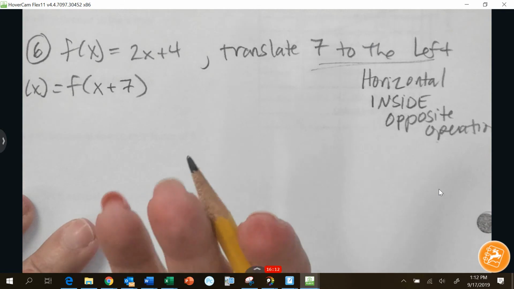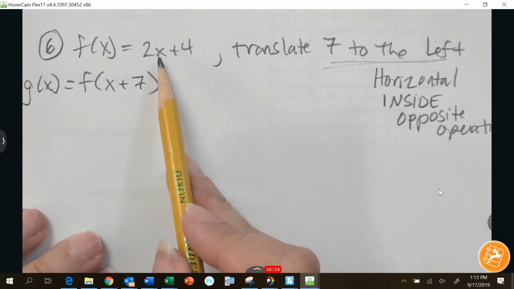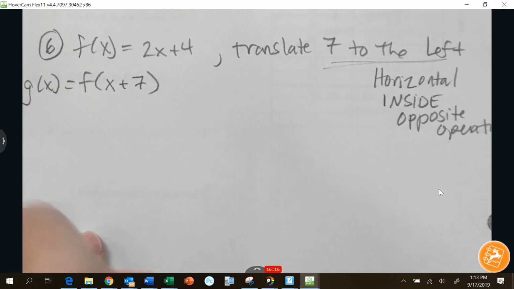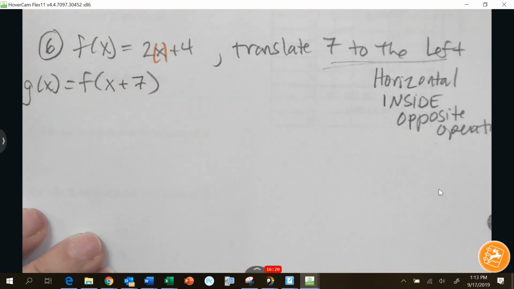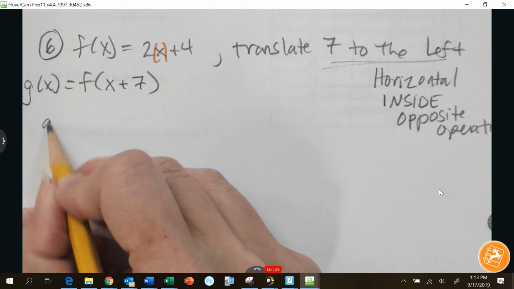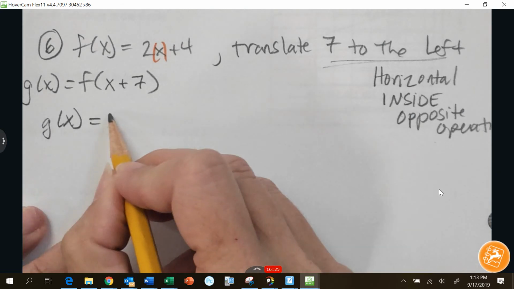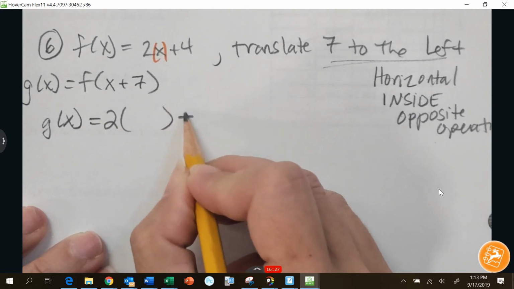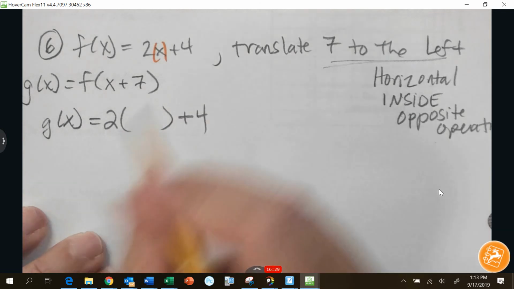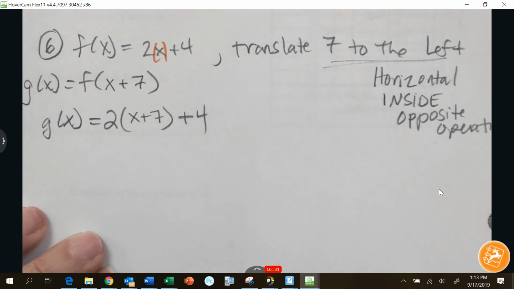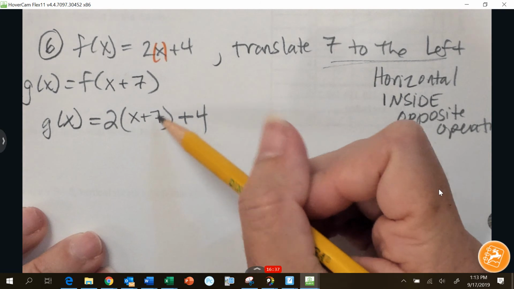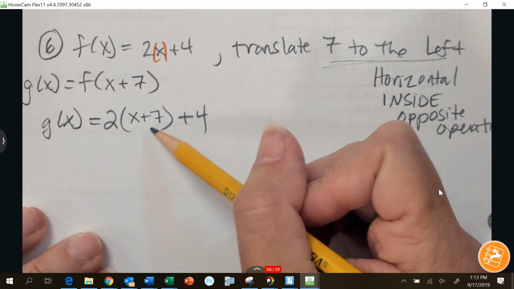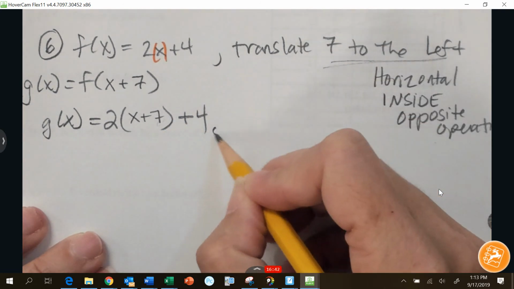But this one was more challenging because there was a 2 in front of the x. That's what made this one more challenging than the one we just did together. Because I still have to replace the x, but I'm only replacing x. So I still have the 2 there, and I still have the plus 4 outside of that parenthesis, and I put in x plus 7. So I'm taking out the x, and I'm putting in that transformation x plus 7. But now I have to simplify it.